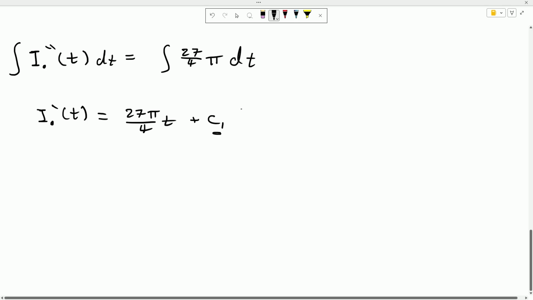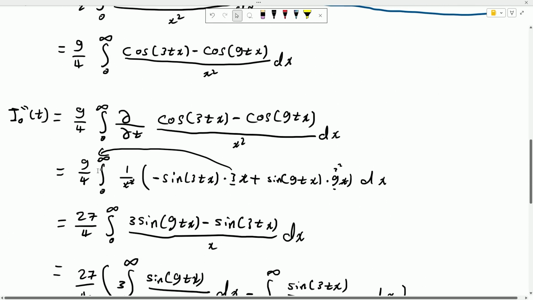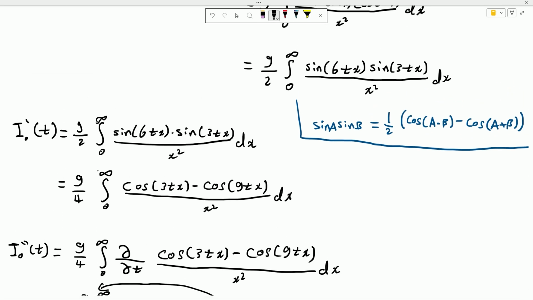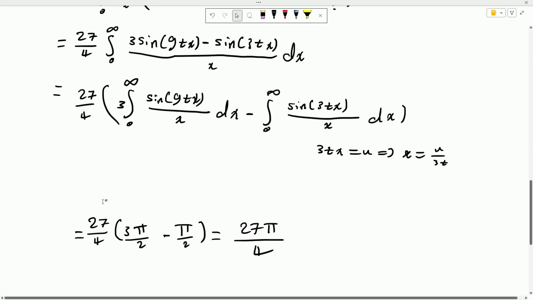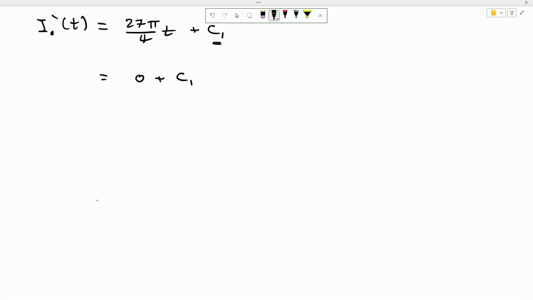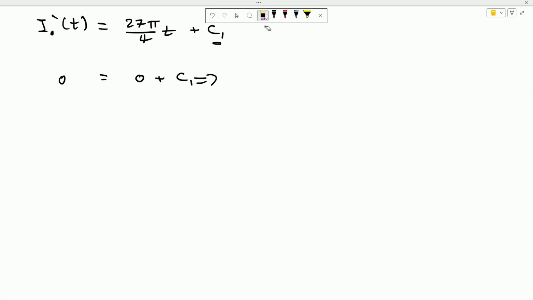Well, let's just substitute t is equal to 0, and when doing so we're going to get 27 pi over 4 multiplied by 0, which is just 0, plus c1 equal to the first derivative of I sub 0 of 0. So what is the first derivative of I sub 0 of 0? Well, let's recall that the first derivative of I sub 0 of t is just this integral, and when substituting t is equal to 0, this whole integral becomes a 0. So the whole left hand side of the equation is just a 0, and this implies that c1 is equal to 0, and this solves much of our problems.